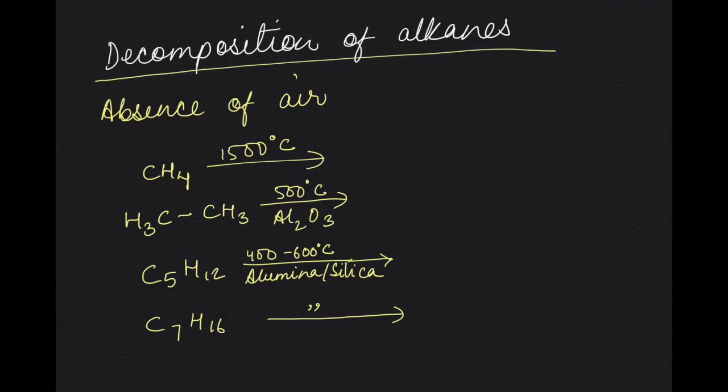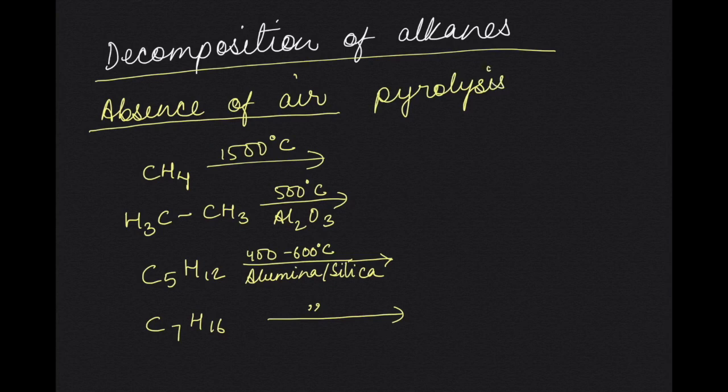The decomposition of a compound by heat in the absence of air is known as pyrolysis. And when pyrolysis takes place in alkanes, then it is known as cracking. So cracking and pyrolysis is the same thing, but cracking takes place only in alkanes. It is heating alkanes in the absence of air. So the alkanes, when we heat under very high temperature or with some catalyst in the absence of air, are broken down into lower alkanes.